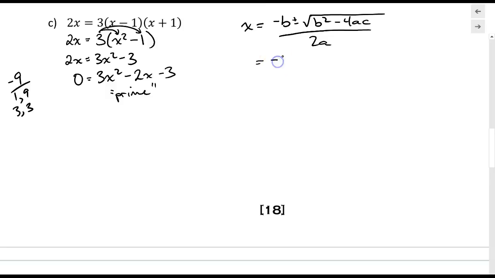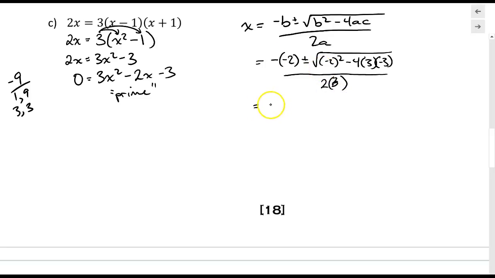Keep going. I've got negative 2, so that's my b value here, attached to the single x term. Square root of negative 2 squared minus 4 times a, which is 3, and c, which is also negative 3, divided by 2 times a, which is again positive 3. Simplifying this a bit, negative and negative is positive, so I've got 2 plus or minus the square root of 4 plus 3 times 3 is 9 times 4 is 36, all divided by 6. So that's 2 plus or minus the square root of 40 divided by 6.